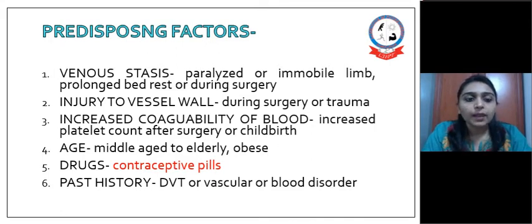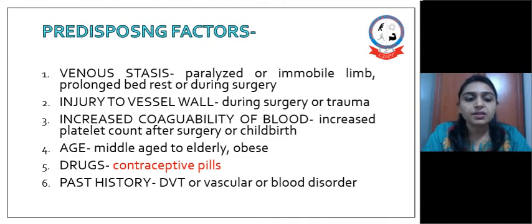Point number 3, increased coagulability of the blood. Increased platelet count after surgery and childbirth is common, and because of the increased platelet count, there will be increased coagulability of the blood. Number 4 is age. Middle-aged to elderly people are more prone to get DVT, especially obese people. Drugs: contraceptive pills are a predisposing factor for getting DVT. So more use of contraceptive pills by females may one day lead to a danger of DVT.